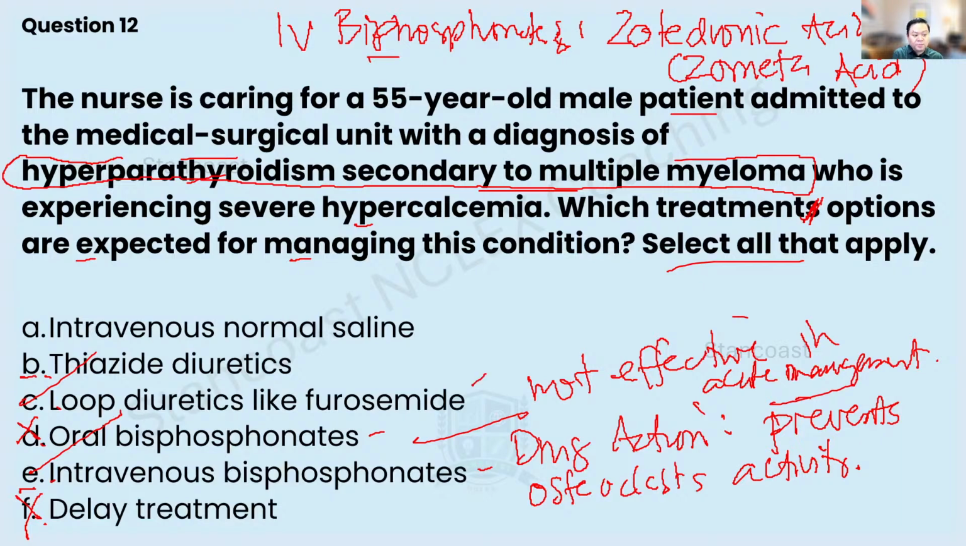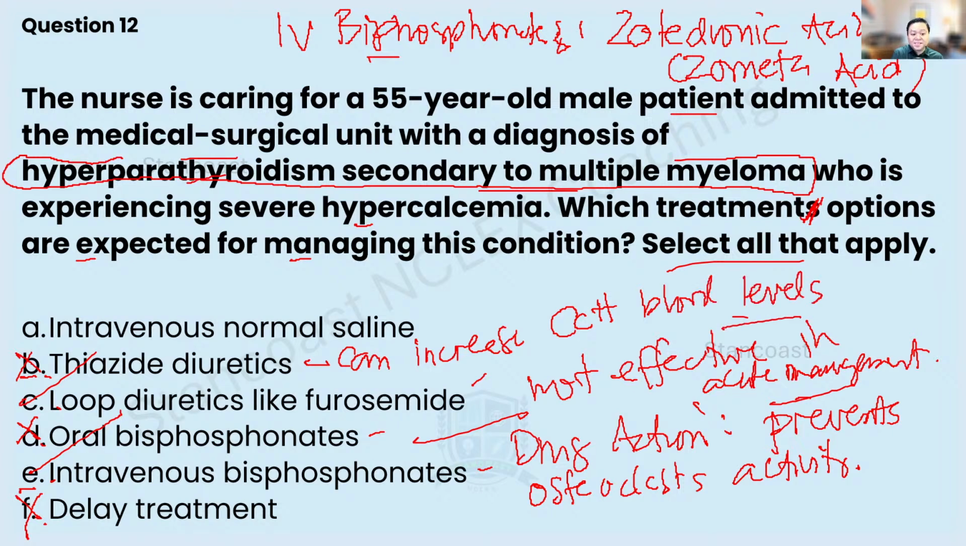What about letter B, thiazide diuretics? Thiazide diuretics, remember about thiazide diuretics? They're actually going to lead to hypercalcemia. So we are not going to pick thiazide. Can increase calcium blood levels. Even though it is a diuretic, it will not get rid of the excess calcium. It will rather increase the calcium ions in the bloodstream.